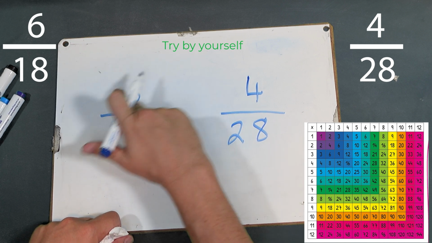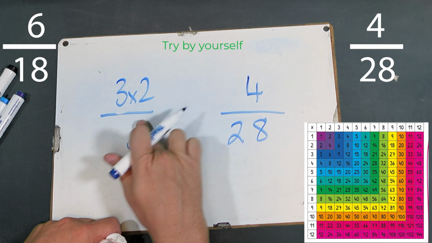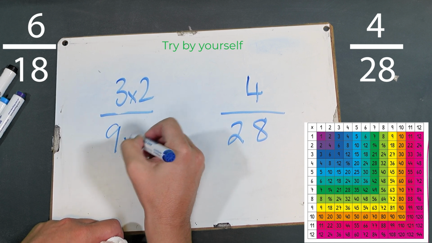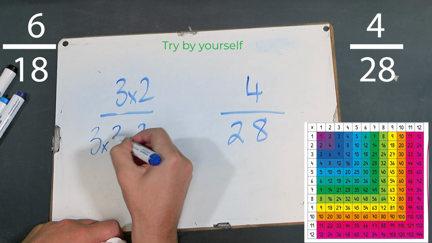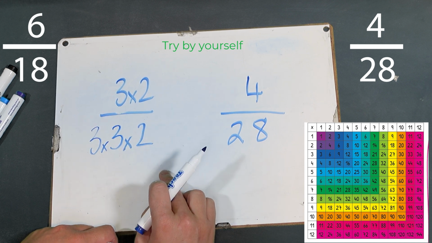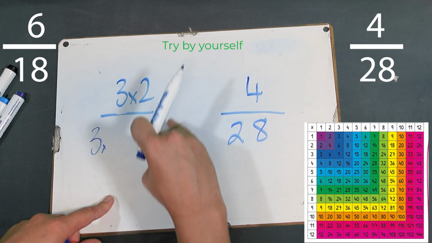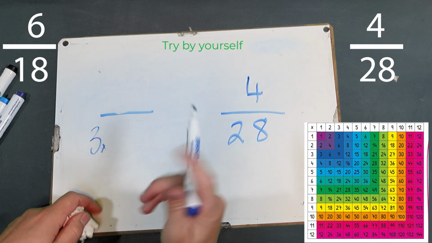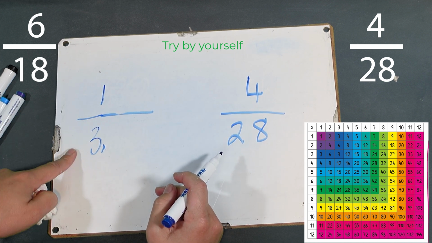All right, 6 breaks down to 3 times 2. 18 breaks down to 9 times 2. 9 breaks down to 3 times 3. Now I can start crossing off. 3 times 2 at the top, 3 times 2 at the bottom. See you later. There's always a 1 at the top. Our most simplified fraction is 1 over 3.